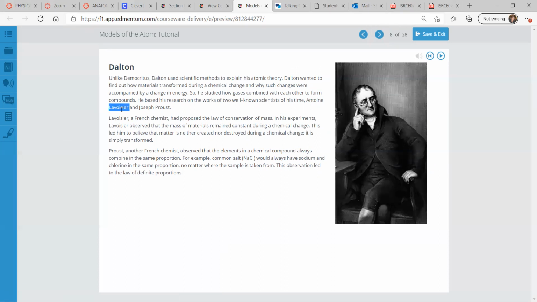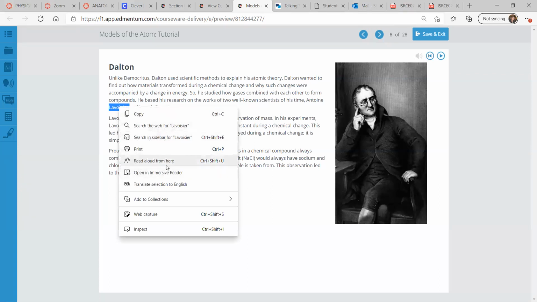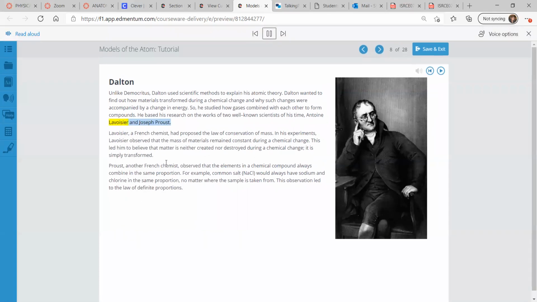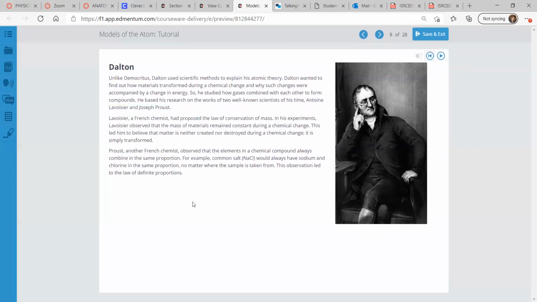Let me see if I'm pronouncing the French one correctly. I've seen his name in print, but not aloud in a while. Lavoisier and Joseph Proust. Yeah, there you go. Lavoisier, a French chemist. Lavoisier. Antoine Lavoisier and Joseph Proust.